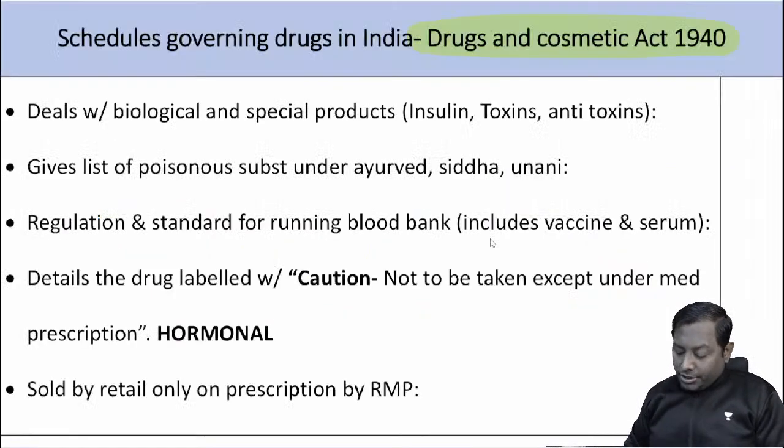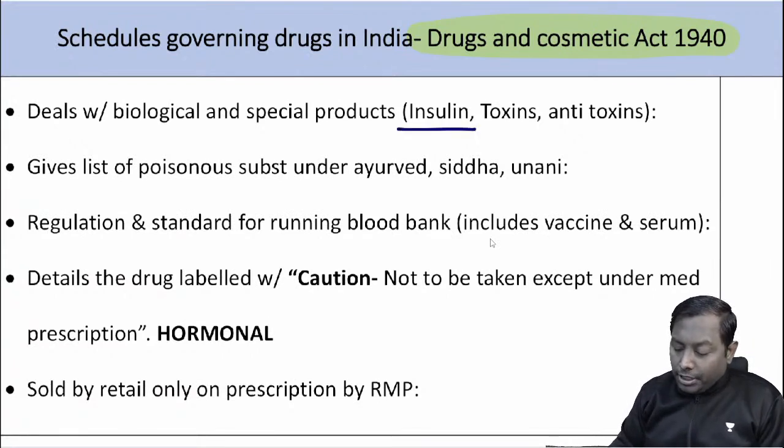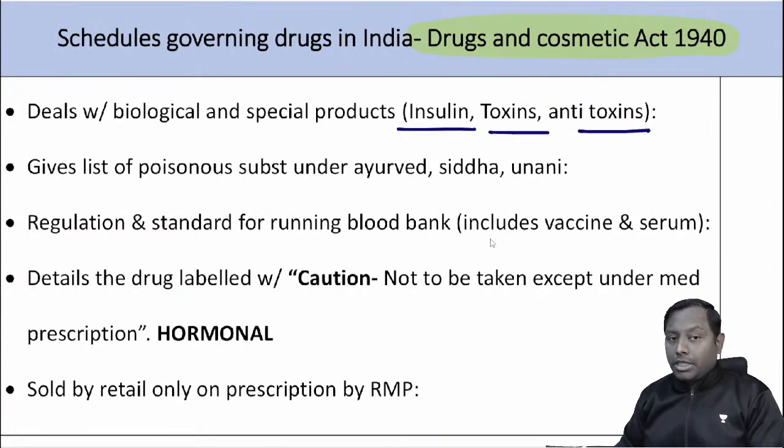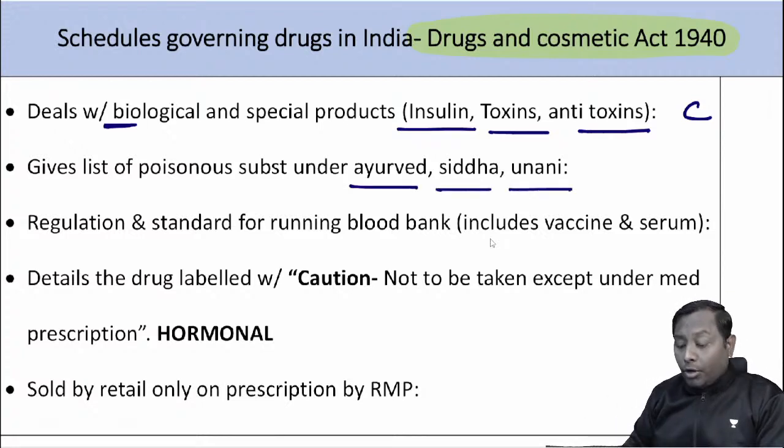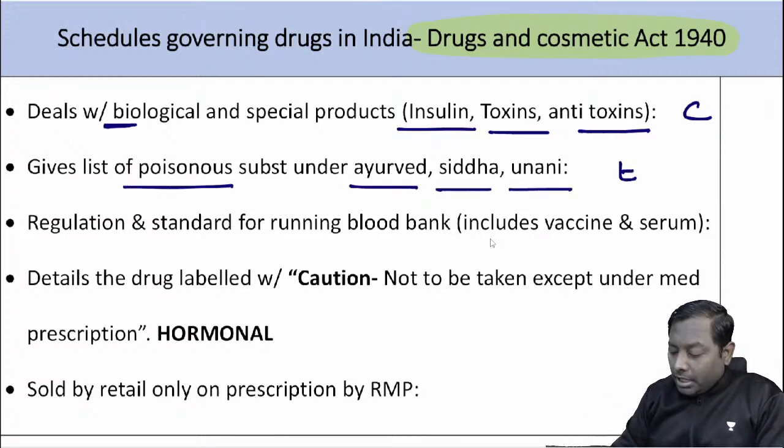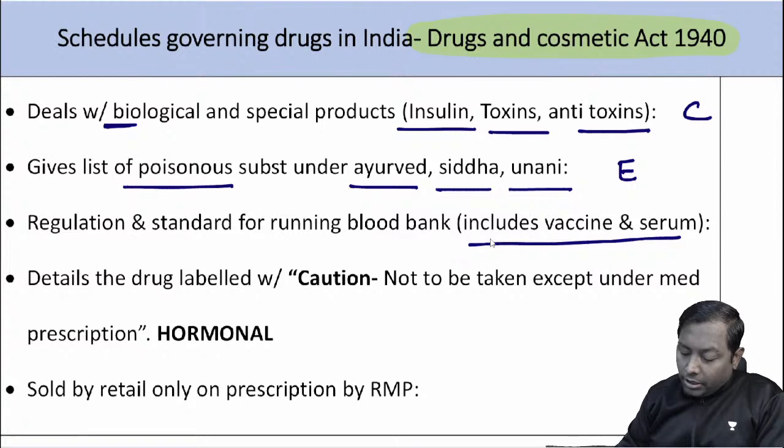All right. So important schedules that we have, let's quickly talk about important schedules. Which of the following schedules deals with biological and special products like insulin, toxin, antitoxin? B for biological product, we are going to talk about the schedule C, right? Give the list of substances under Ayurveda, Siddha and Unani. As I said, the list of poisonous substances, this will be coming under schedule E. Regulation and standard for running a blood bank includes vaccine and serum as well. This will be your schedule F.